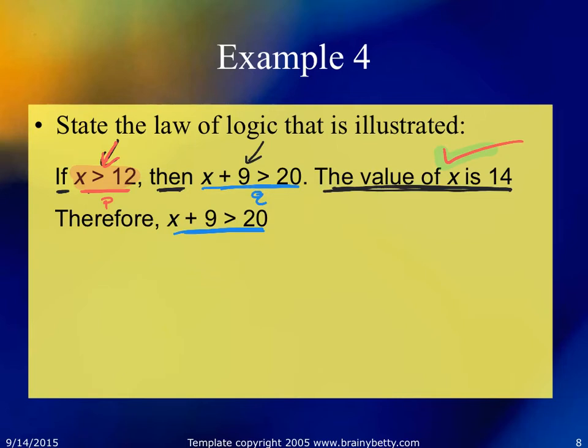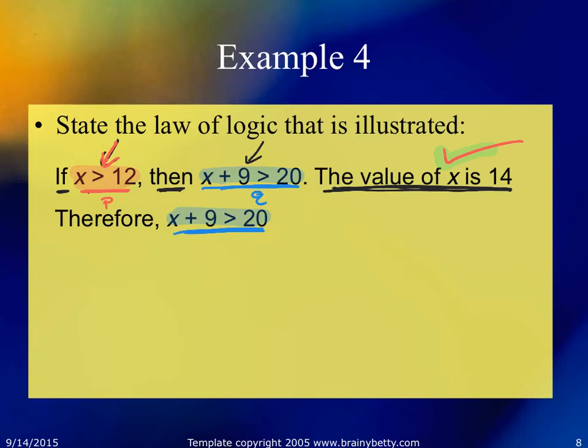So there's really not two equations, because actually this right here is exactly the same as that, yeah? Exactly the same thing. There's no difference between those two. Would you agree? Okay, so it says if x is greater than 12, then x plus 9 will be greater than 20. That's the statement they made.